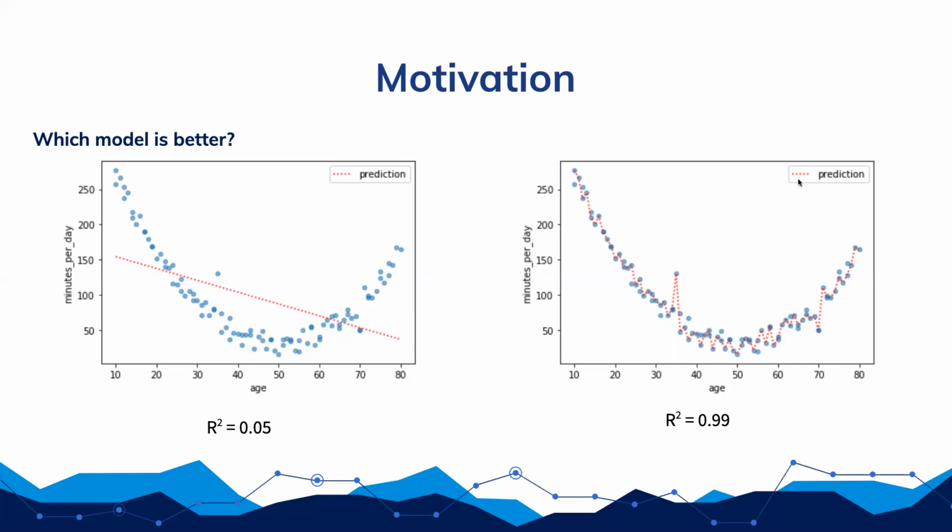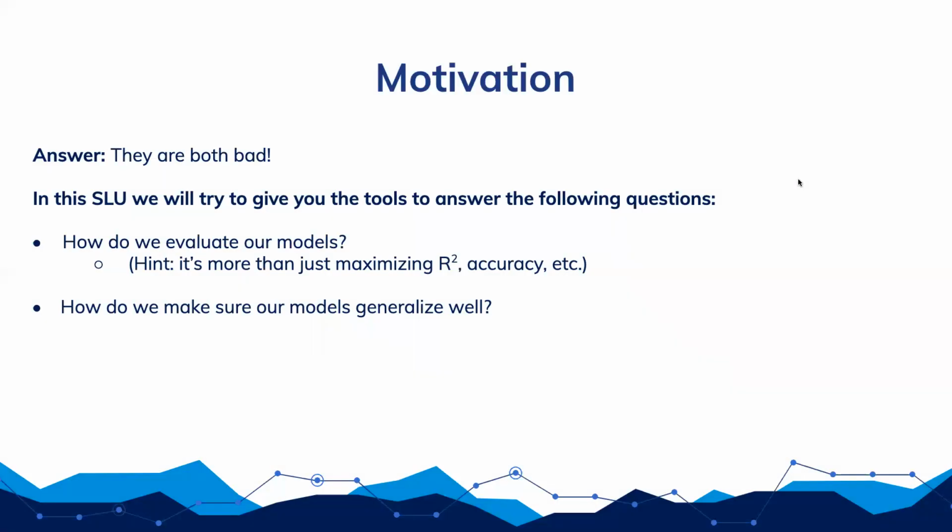Yeah, so basically what she said is this one on the right is better, but only for that specific data set. And if you gave it new data, it probably wouldn't predict very well. And that's exactly what we're trying to show. So basically, both of these models are pretty bad.